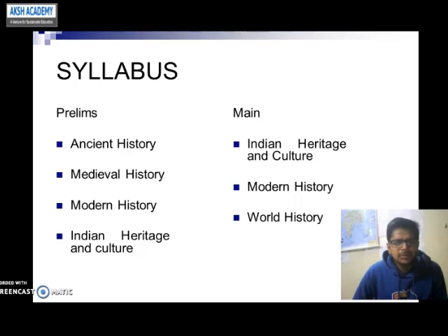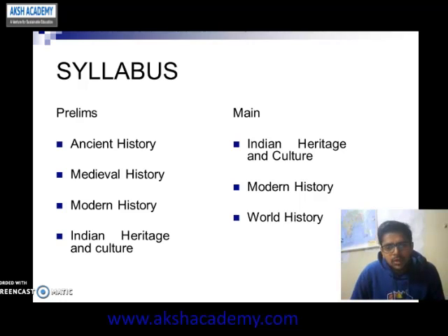So regarding the syllabus, prelims considers ancient history, medieval history, modern history, Indian heritage and culture. Ancient history is basically from Indus Valley till the advent of Islam. Medieval history is from the advent of Islam to the advent of Europeans. Modern history is from the advent of Europeans till 1947. And Indian heritage and culture is basically all the traditions and cultural aspects of Indian society from the beginning till now. It does not have any time frame. It covers each and every aspect of Indian traditions.